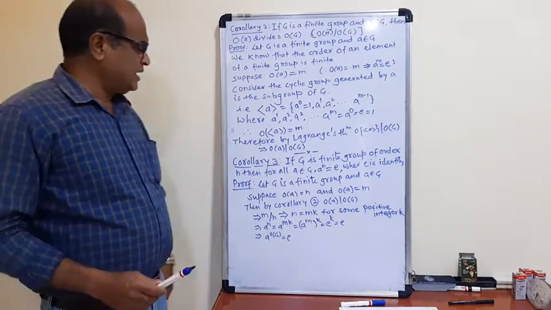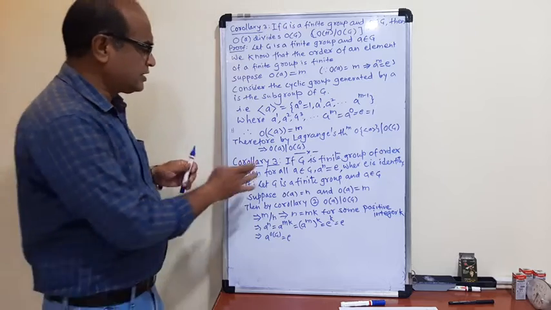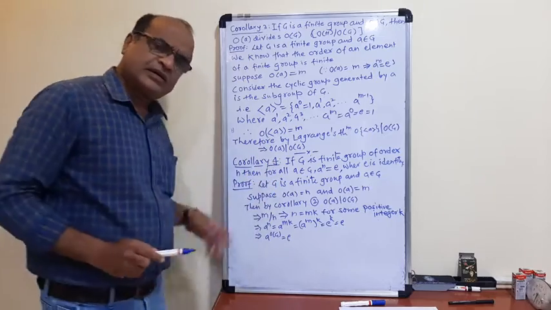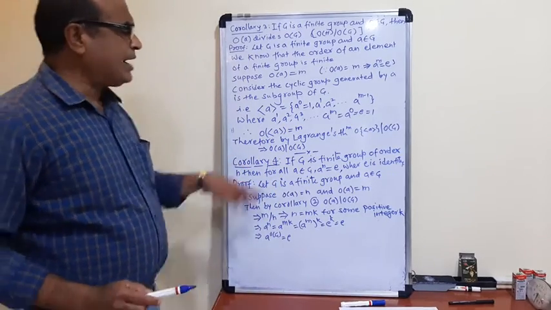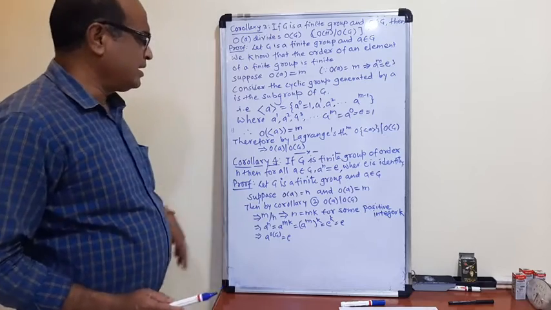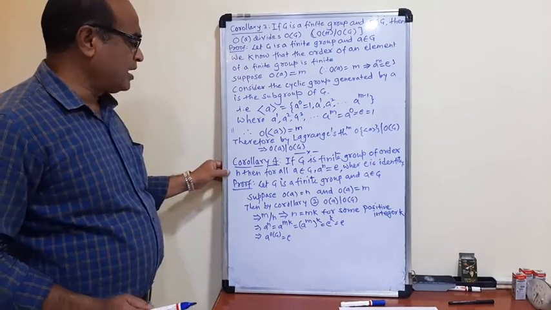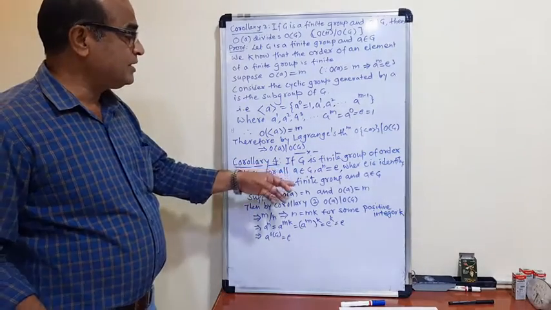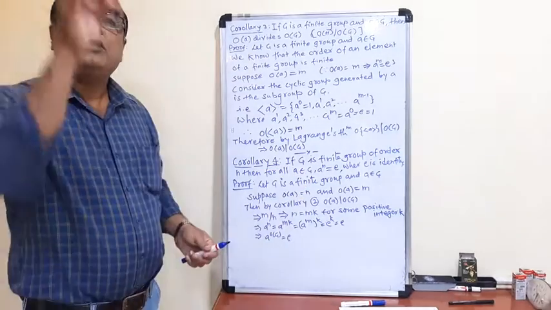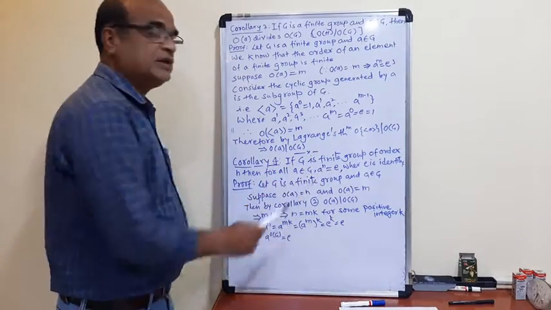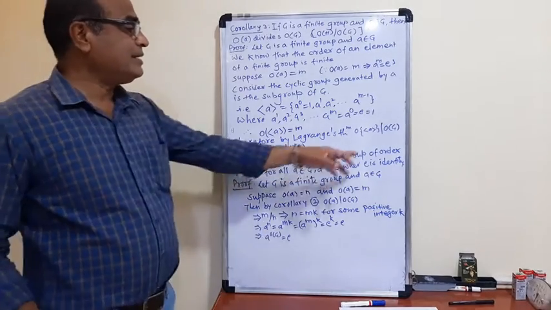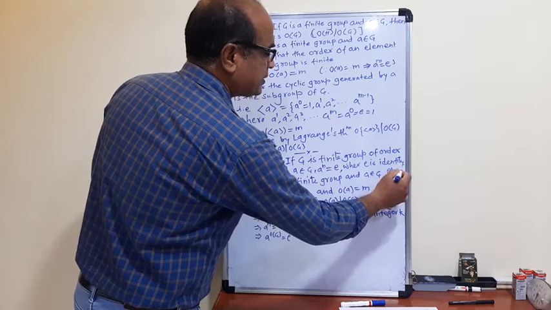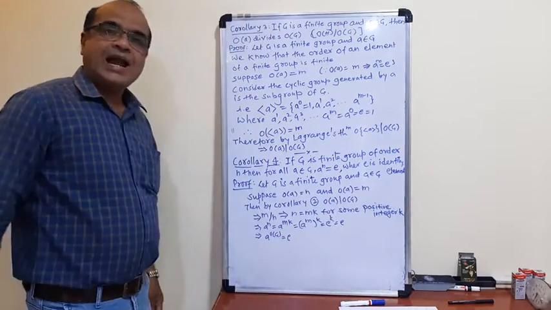Okay. So what is Corollary 4? This is also a very simple corollary. If G is a finite group of order n, then for all a belongs to G, a raised to n is equal to e, where e is the identity element. So that is what we are proving here.